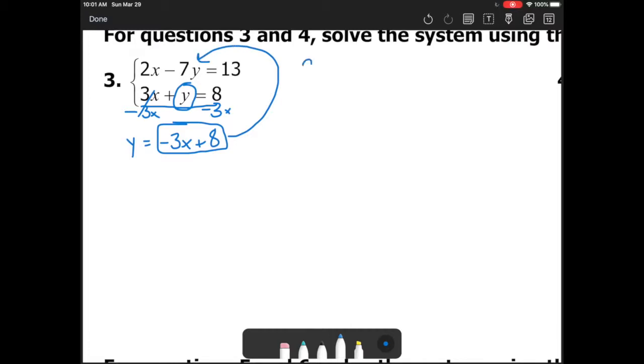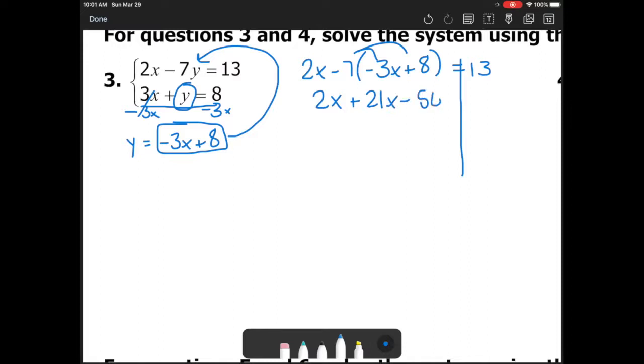So I would keep the 2x minus 7, but instead of y, I'm going to put -3x plus 8, because according to the second equation, that's what y is equal to. And then I'm going to keep my equals 13. Now I'm going to solve this just like normal. Distributive property, I've got 2x plus 21x minus 56. I've got like terms right here, so I've got 23x minus 56 equals 13. I will add 56 on both sides.